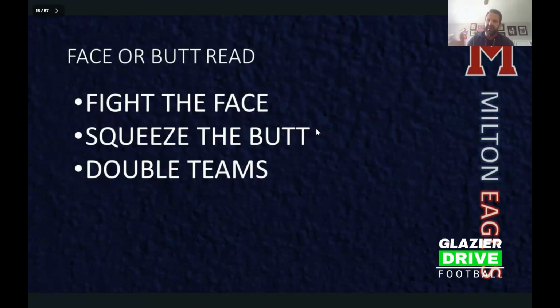And then his second thing is a double team. If he gets the face and feels the pressure, he's going to fight the face and throw his big, beautiful butt right into that double team and split it. Those are the three things they're really kind of reading. It makes it a little simpler. But in the simplest terms, it's fight the face, squeeze the butt, fight a double team.